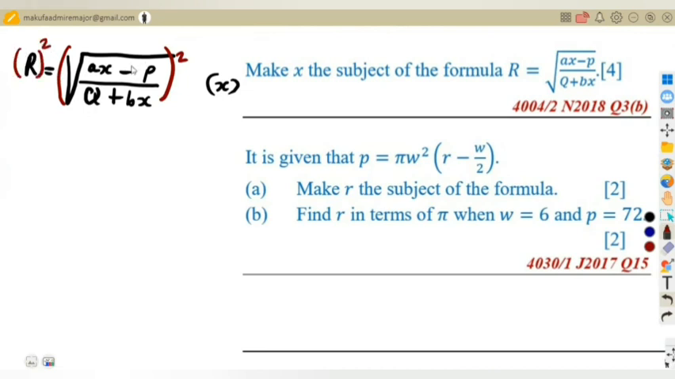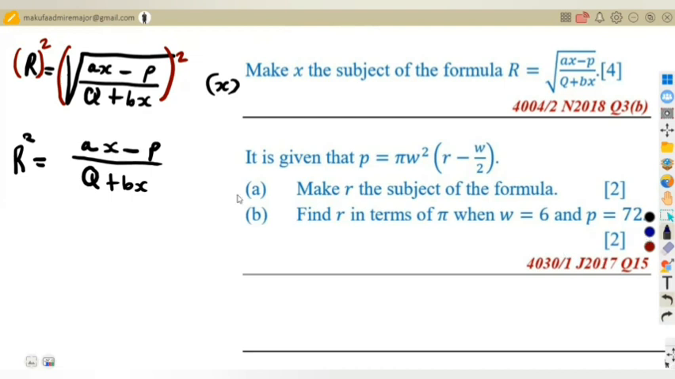What you have done on the right-hand side must be done also on the left-hand side. So here we are going to have r squared equal to, the purpose of squaring was to remove the square root, so we are left with ax minus p. This was a small letter; you maintain capital letters and small letters. So q is a capital letter, plus bx. You no longer have the square root; you are left with a fraction.